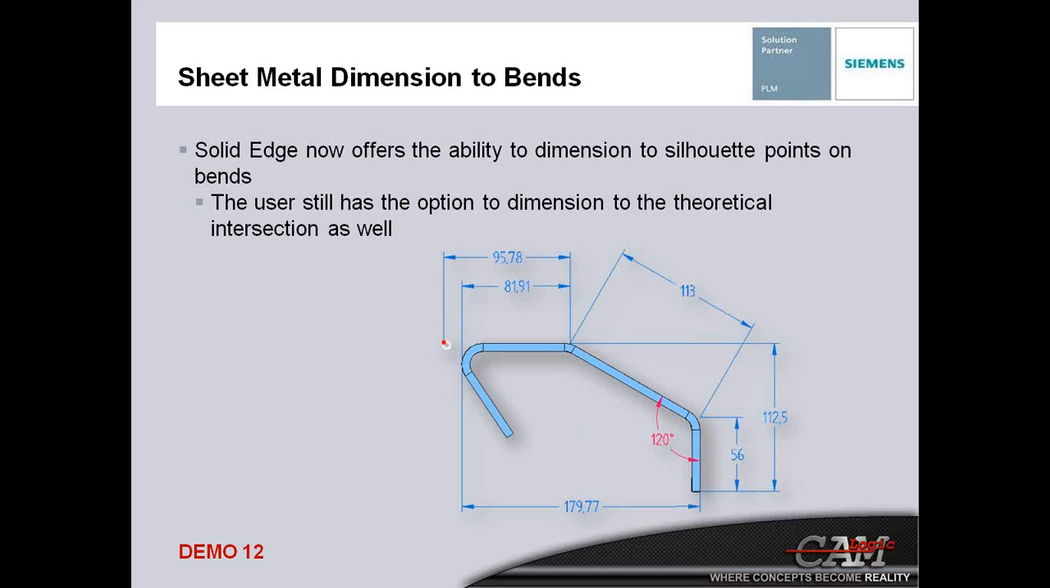One thing I wanted to point out, because it has been raised in the customer base, and I think in this case Solid Edge has listened: Solid Edge now offers the ability to dimension to silhouette points on bends, so it no longer automatically snaps to the theoretical intersection. You can put a dimension on a part, and it'll automatically give you the silhouette dimension, and then you can also go back and grab the theoretical intersection dimension as well.